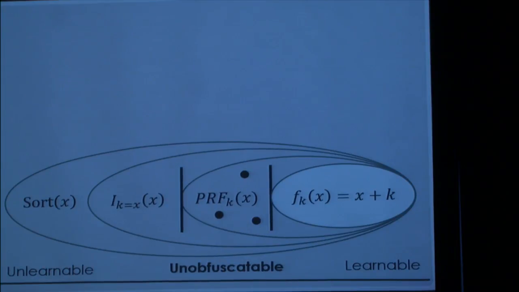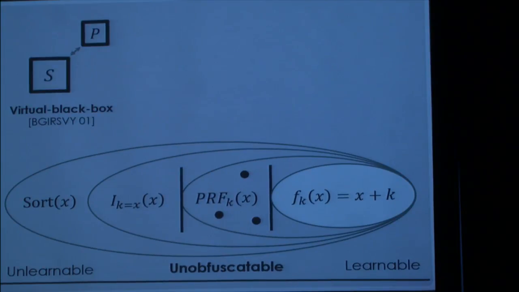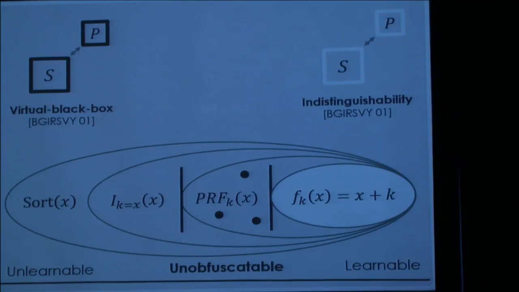OK, so the way these relaxations work is as follows. We start with VBB obfuscation. Here, we wanted the simulator to be efficient. And in these relaxations, we're going to give the simulator more power. So this means that now the simulator can learn more about the program, which means that our obfuscation only needs to hide less. By now, the most well-known relaxation of VBB is called indistinguishability obfuscation, or I/O for short.